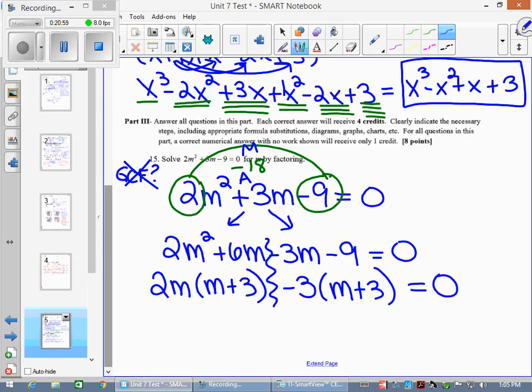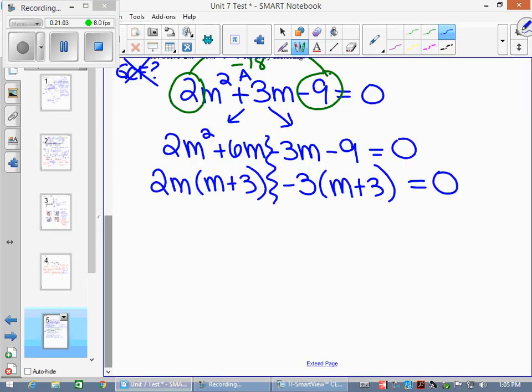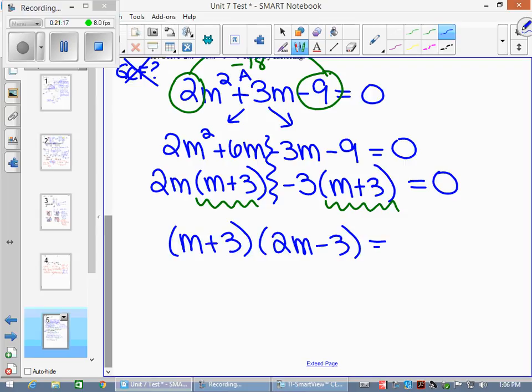The next step, this m plus 3 binomial is common on both sides, so I need to factor that to the front. And what I would be left with is the 2m and the -3. Again, it helps you to think about it. You take the common binomial, that goes in your answer once. The leftover pieces come together to be your other factor.